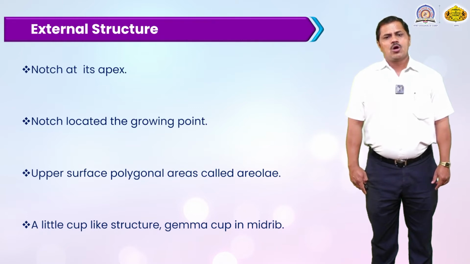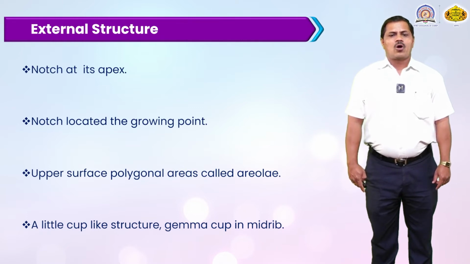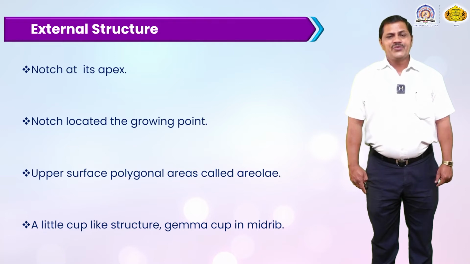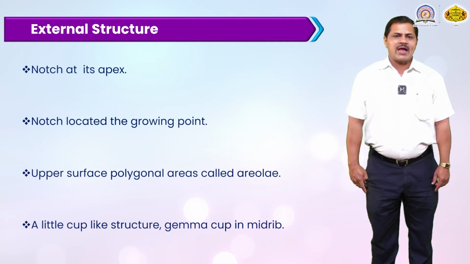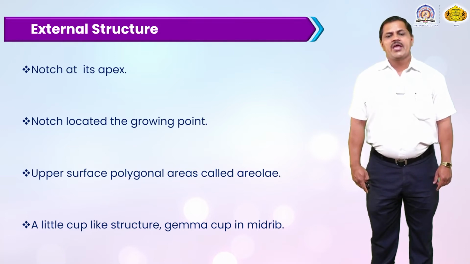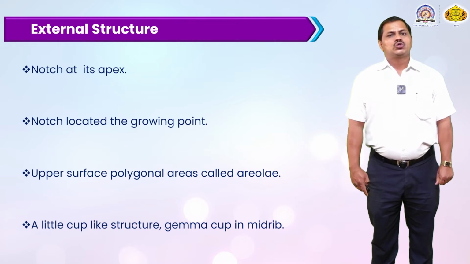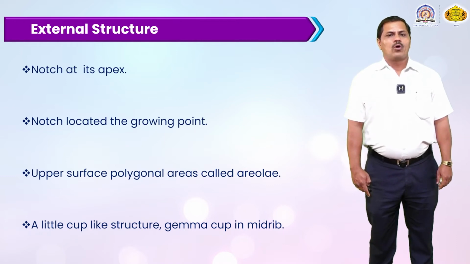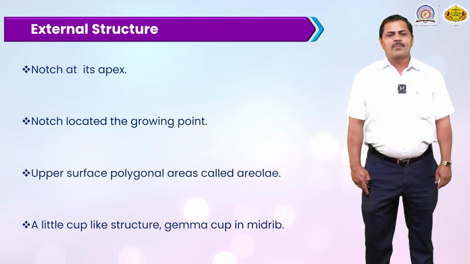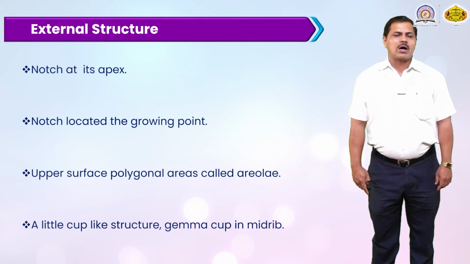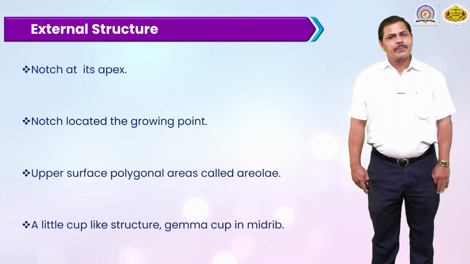The upper surface has polygonal areas called areolae, meaning air chambers; parenchyma are present, hence called areolae, on the upper surface of this thallus structure, and in these areolae there is also stored reserve water. A little cup-like structure called a gemma cup is present, and it develops at the midrib position.